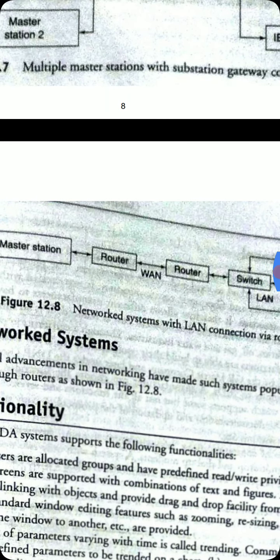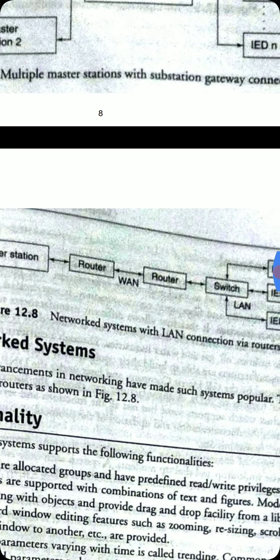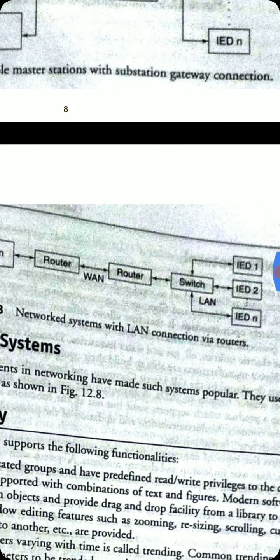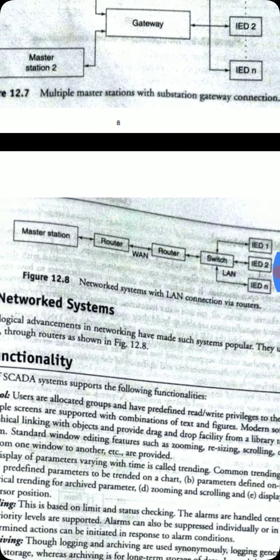The master station is there. Through a router there is a WAN, wide area network. Then once again a router. There is a switch. That switch is connected with IED 1 to N using the LAN. So this is called the networked system.